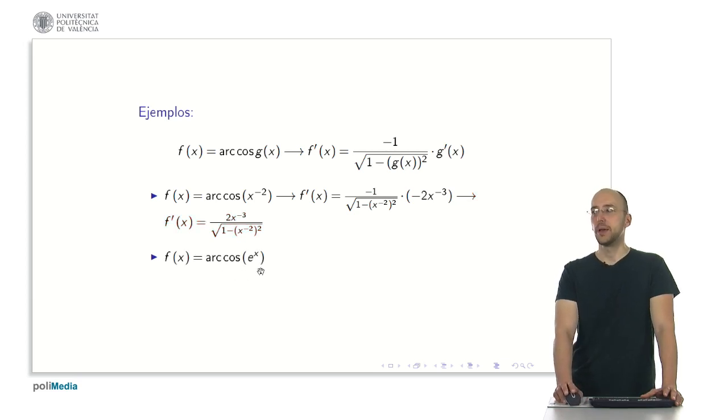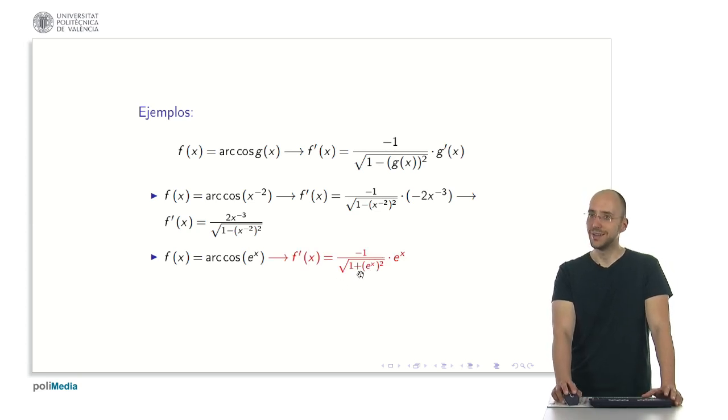Arc-cosine of e to the power of x. We now mix the arc-cosine function with the exponential. How do you calculate it? If you identify that g of x is e raised to the power of x, then simply apply the rule again. You would use minus 1 divided by the square root of 1. It's important to note that, similar to previous cases, there's an error where the plus sign in the denominator should actually be a minus sign. Please be vigilant about this mistake as it occurs frequently.